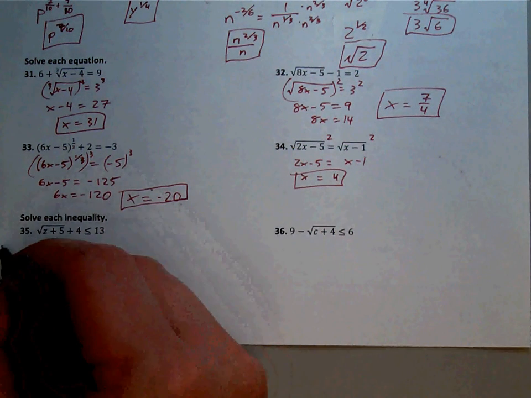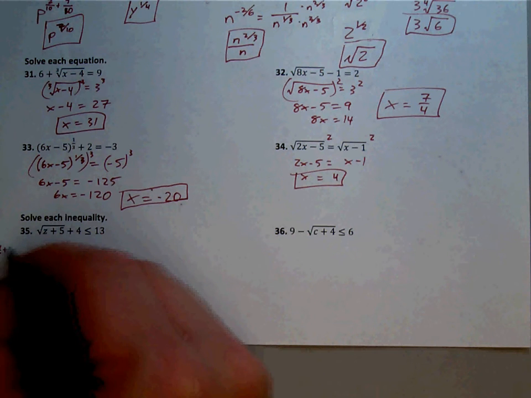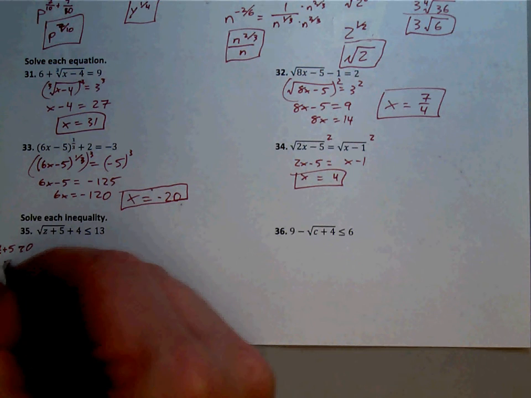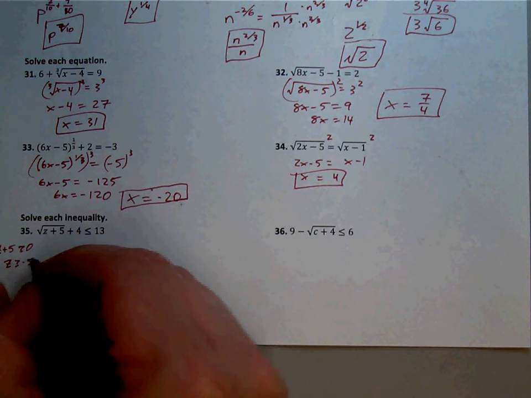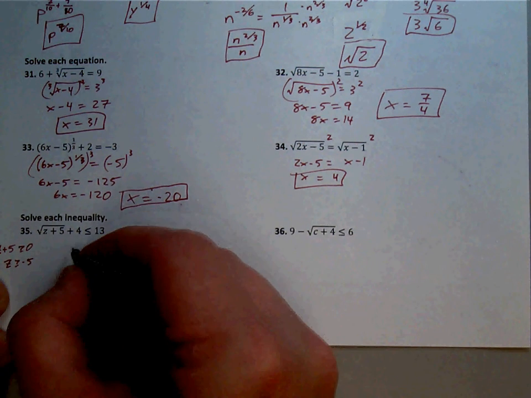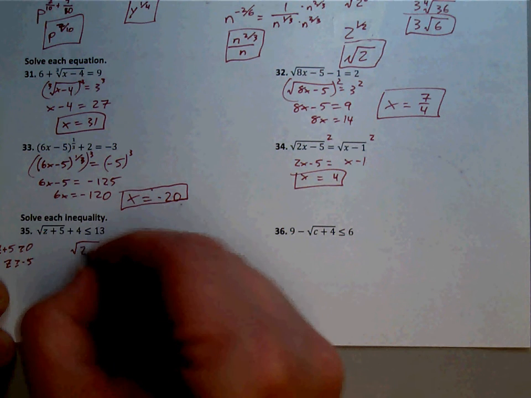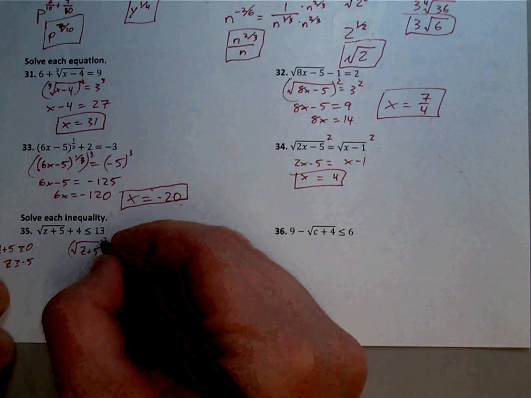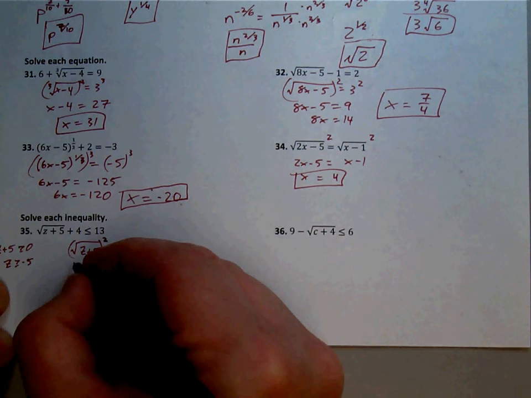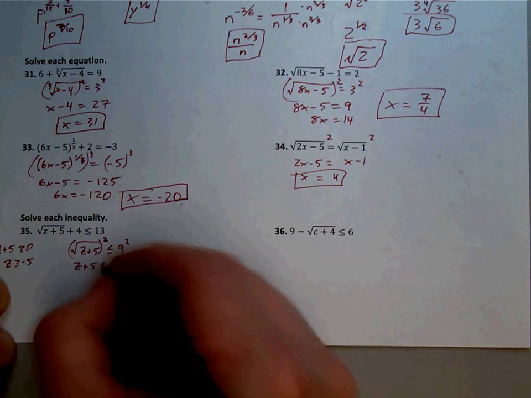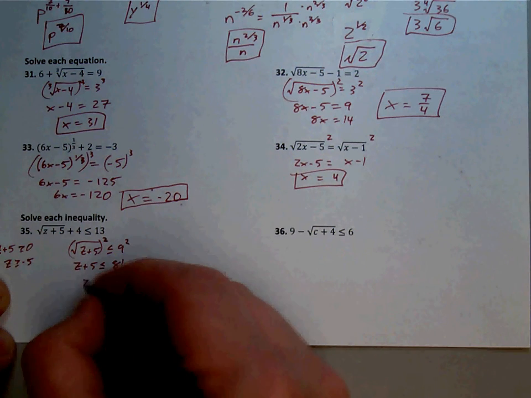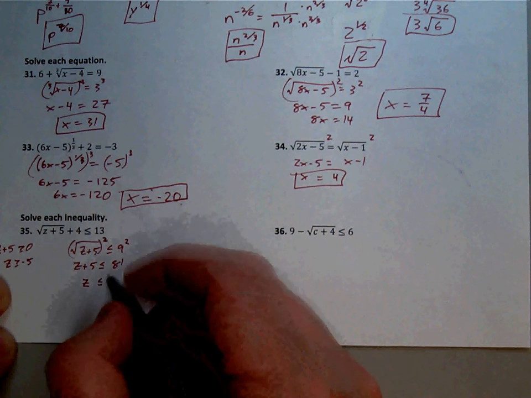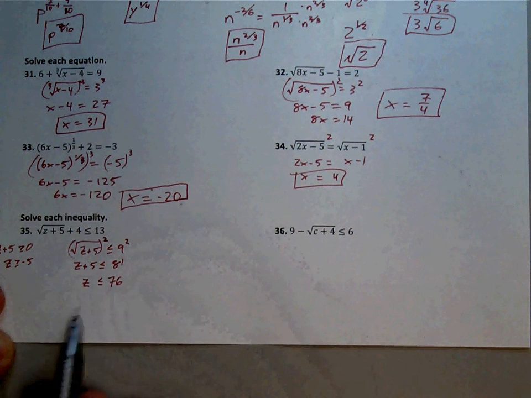Down here, I'm going to think about that domain restriction. That has to be greater than or equal to 0, so z has to be greater than or equal to negative 5. Okay, so let's go ahead and solve. We'll subtract 4. Square both sides. So z plus 5 has to be greater than or equal to 81. So z has to be less than or equal to, I think I said greater than or equal to, I meant less than or equal to 76. So z is less than or equal to 76.